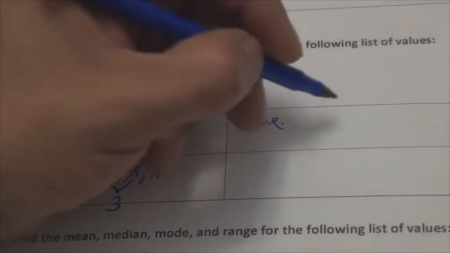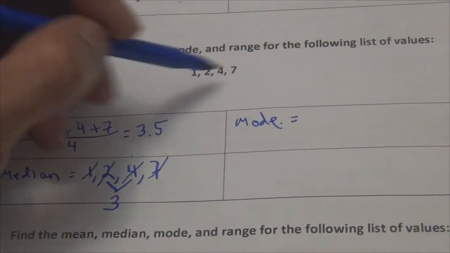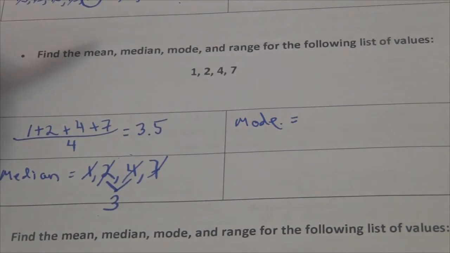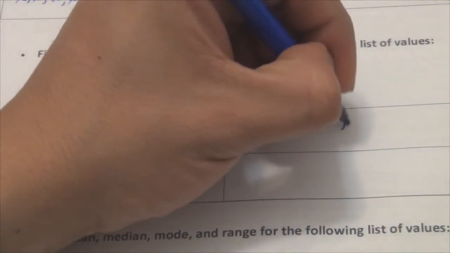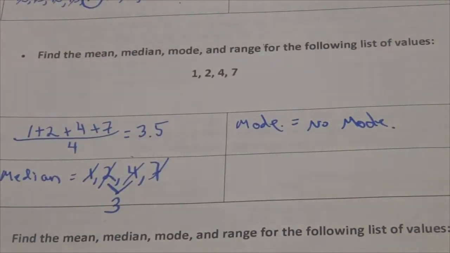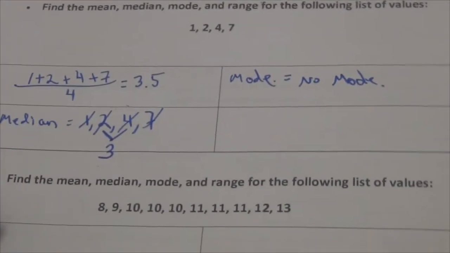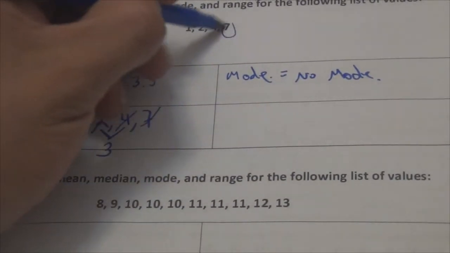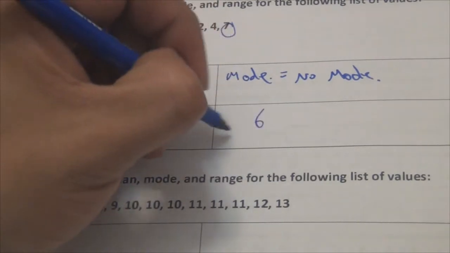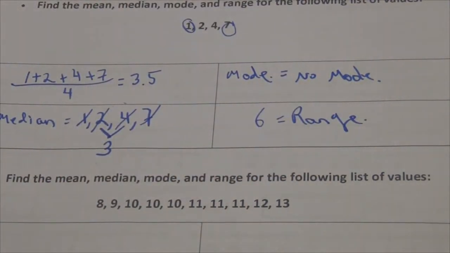Now, you know what? Let's go. The mode here. Do I look like I have a mode? Is there a number that repeats? No. So, no mode. And the range is 7 minus 1. Okay, and that's it.